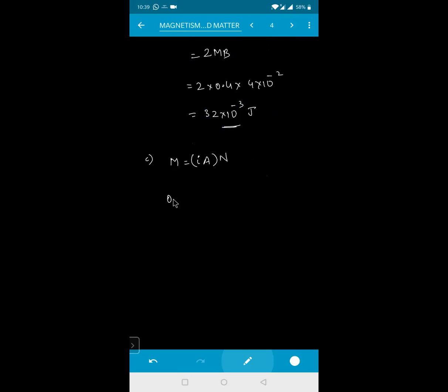Magnetic moment we already got as 0.4. We need to calculate the current. Area is given as how much in the problem?